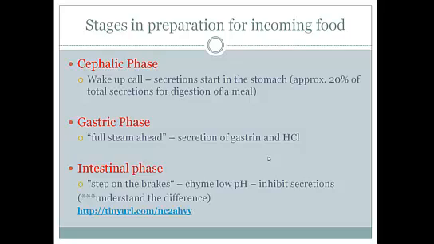There are many stages for the preparation of incoming food. So the cephalic phase is the wake-up call. So secretions start in the stomach. The gastric phase is full steam ahead. So we have the secretion of gastrin and HCl to break down our food, and the intestinal phase where the brakes are stepped on. Chyme, which has a low pH, which is the leftover food after it starts to be digested, inhibits the secretion of the above substances.